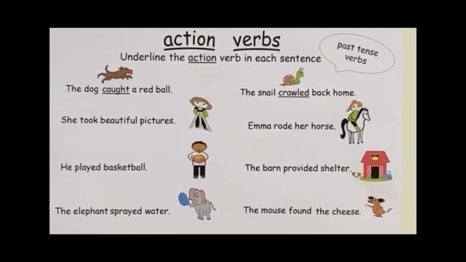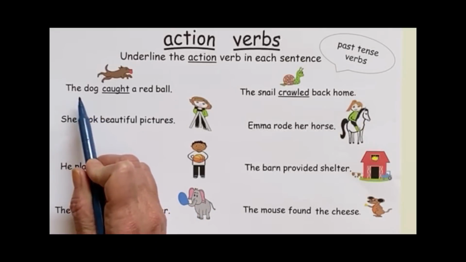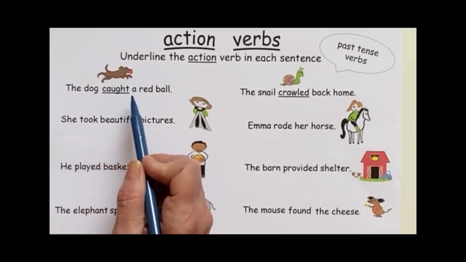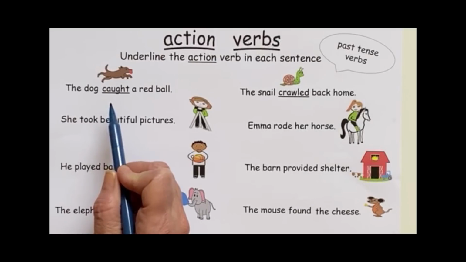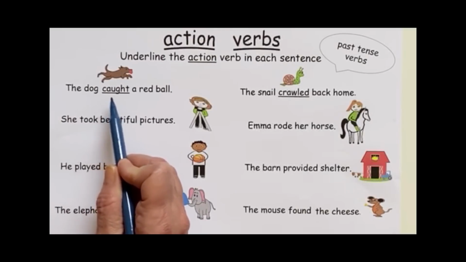Okay, now have kids look at the same sentences with the same action verbs, except now they are past tense. They are written and sound differently because the action has already taken place. It has already been done. So let's look at our first example. The dog caught a red ball. It's now in his mouth. It has happened. And in our present tense, the word was catches.